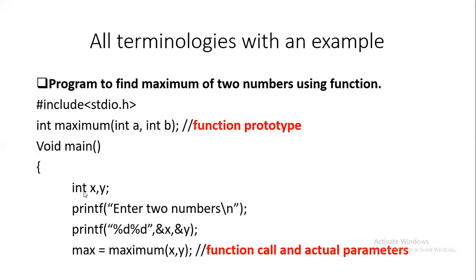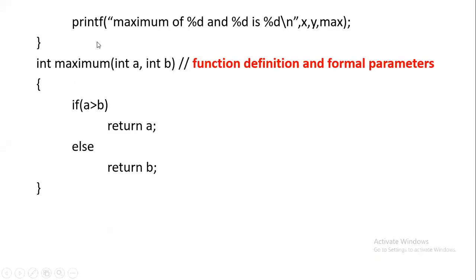In the main, it will take input for x and y. So we took 3 and 4. Then it will pass that, maximum x is 3, y is 4, and this statement is the function call. X and y, used in main, are called actual parameters. Now from the function call, control directly comes to the function definition. Whatever is there in main after it will execute later. From the function call, maximum of x comma y, control directly comes here.